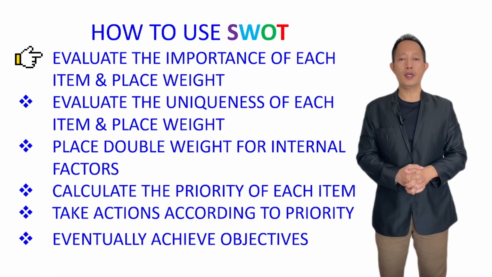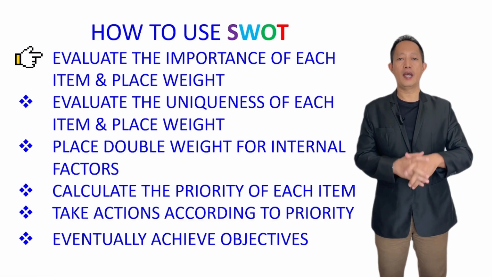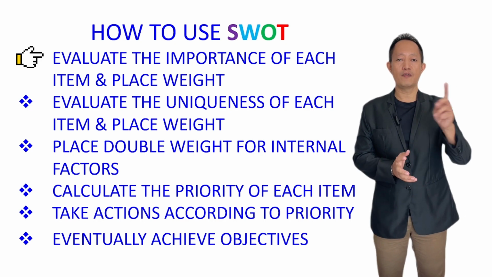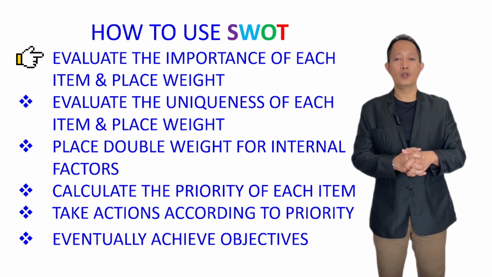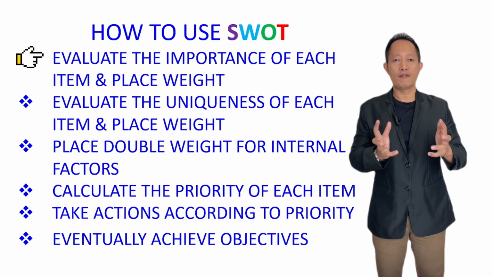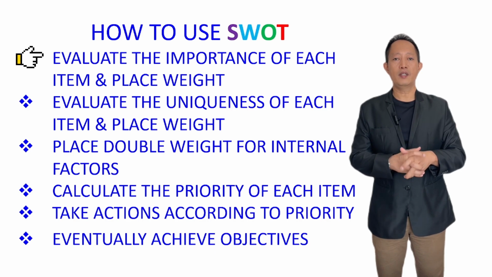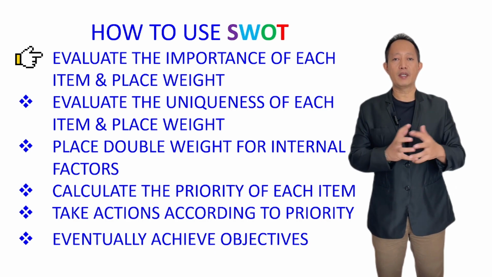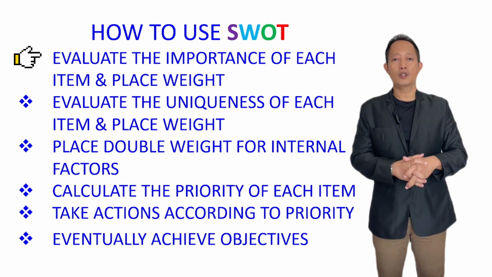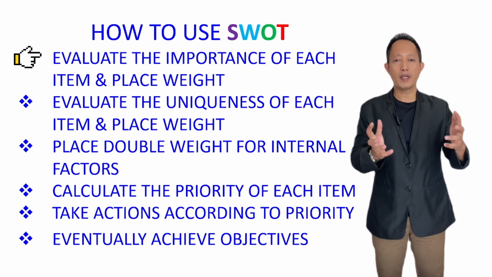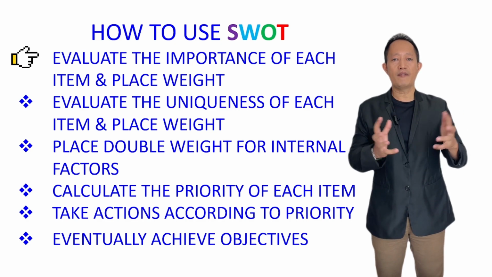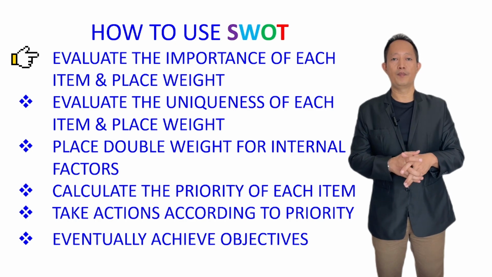Evaluate the importance of each item and place weight. I recommend we use from 1 to 5. So for each item you put how important it is: 1, 2, 3 or 5. Speaking good English should be 5. Speaking Khmer should be 2. Speaking Chinese should be 2. So we decide speaking Korean maybe 3. So we put different importance on each item.